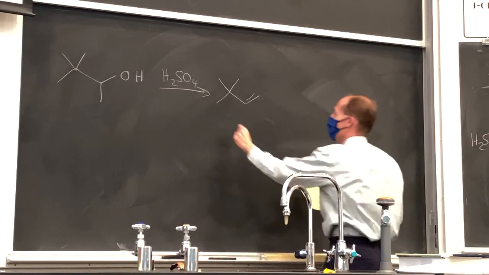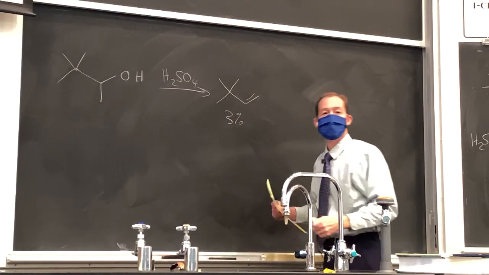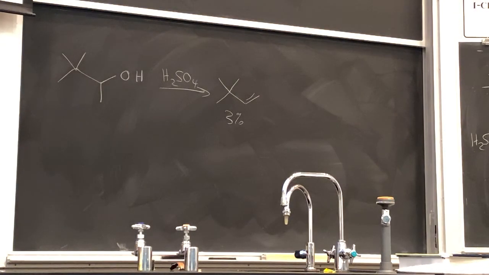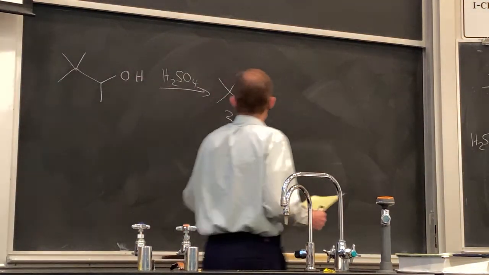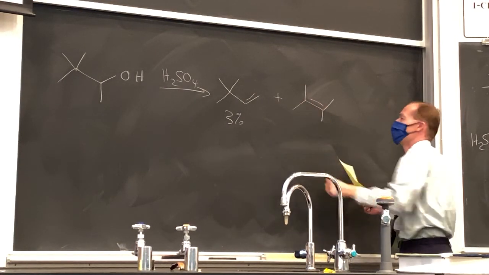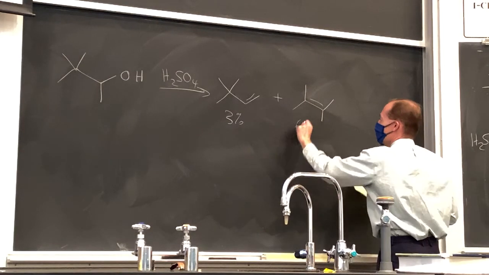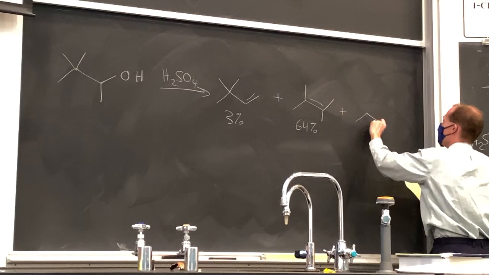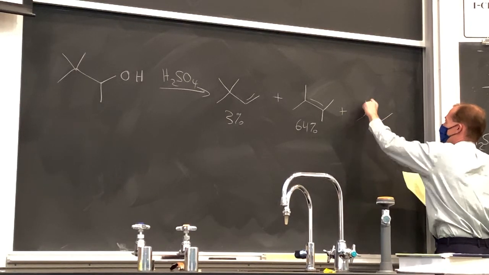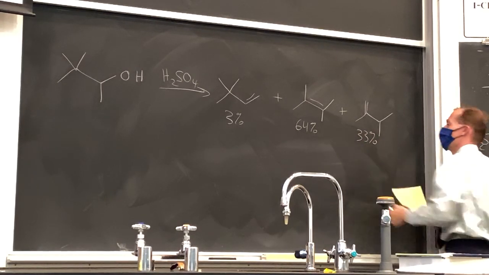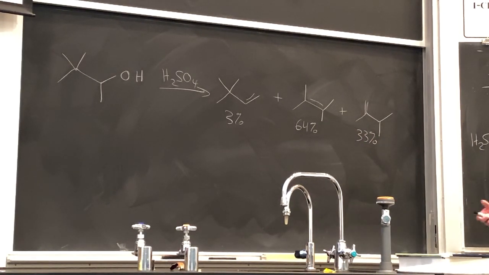However, we get a very small amount of this material. We get about 3% of that. It is formed, but it is formed as a minor product. The major product looks like this. We get 64% of this compound. And then the minor product is the less substituted version with the same skeleton. We get 33% of this one, okay? So something unusual is going on.